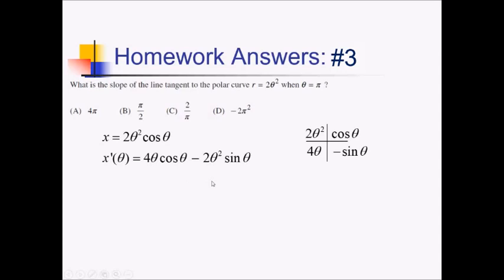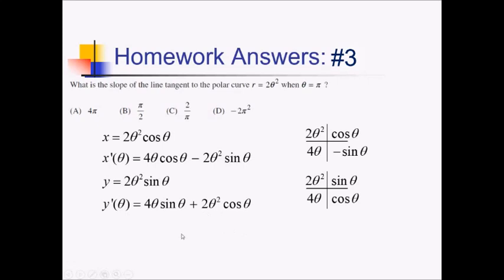So y is going to be r sine of theta. So it's going to be 2 theta squared times the sine of theta. That's another product rule. So again, we have 2 theta squared. This time we have sine of theta. Derivatives are going to be 4 theta again, and now this time it's going to be cosine of theta. Multiplying that out with the ribbon, we've got 4 theta sine of theta plus 2 theta squared cosine of theta.